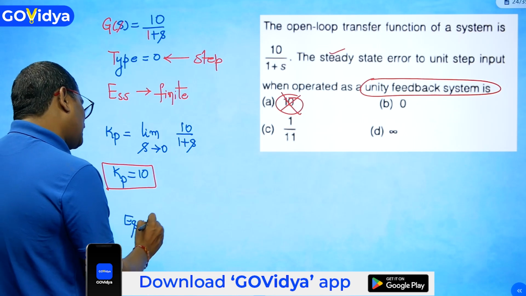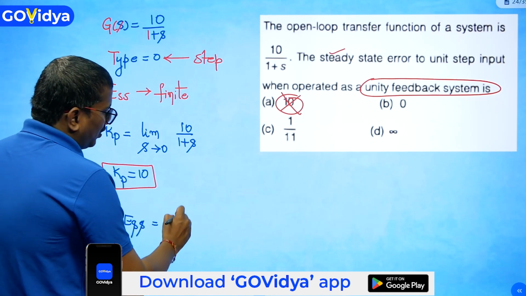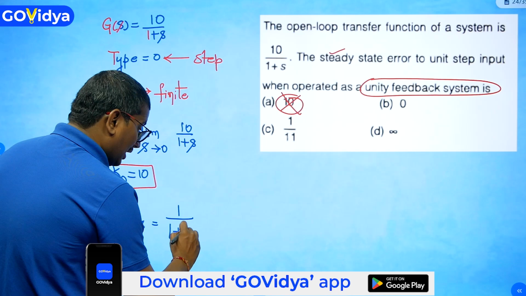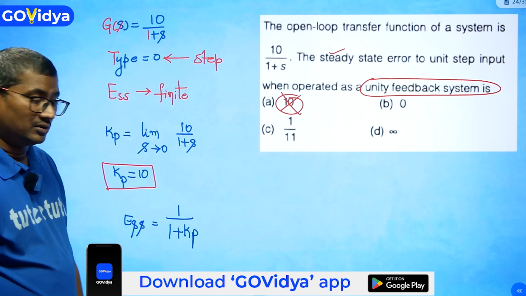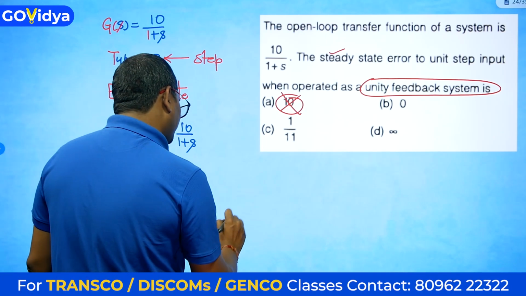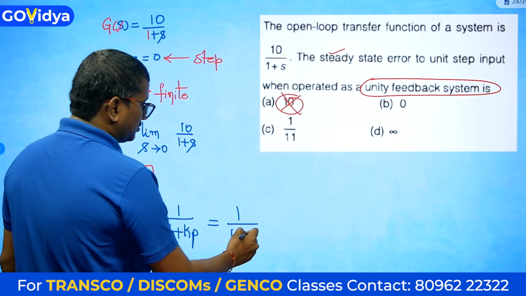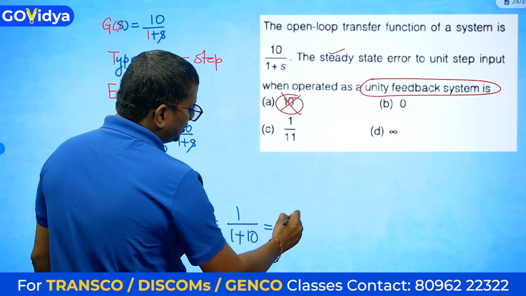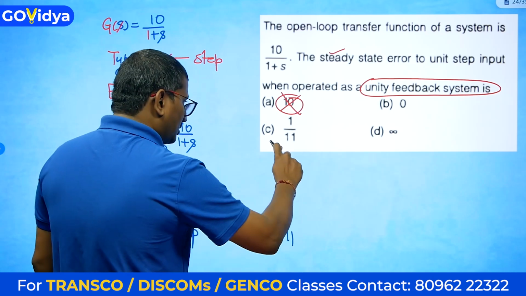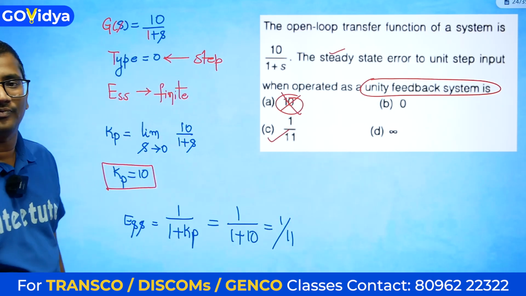Can I say steady state error is equal to 1 upon 1 plus Kp for step input? So what is this value? 1 upon 1 plus, what is the Kp value you got? 10. So 1 upon 10 plus 1, which is nothing but 1 upon 11. This is the correct answer. Right?